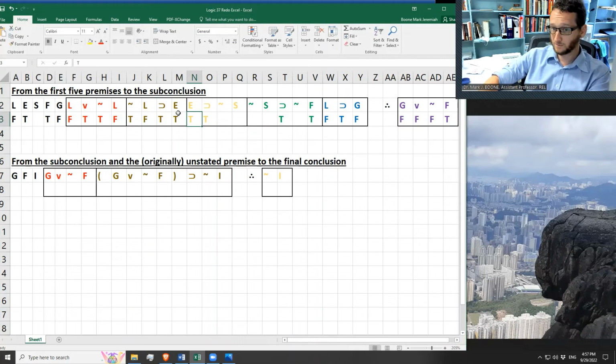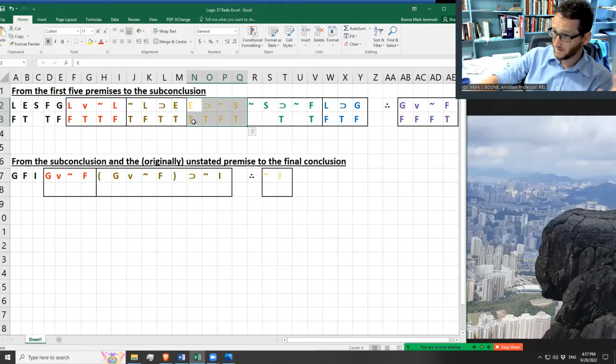Behold, if E is true, that tells us tilde S is false and S is true. Because there's only one way for a horseshoe statement, an if-then statement, to be true: if its antecedent, its if clause, is true. If the if-then statement is true and the if clause is true, then the then clause has to be true.